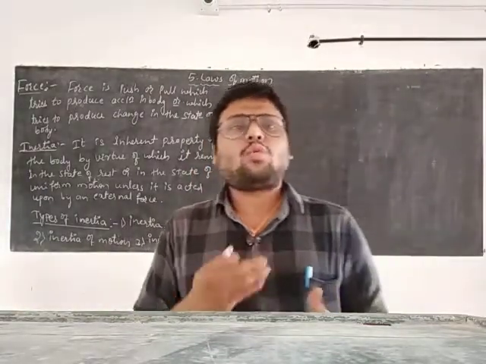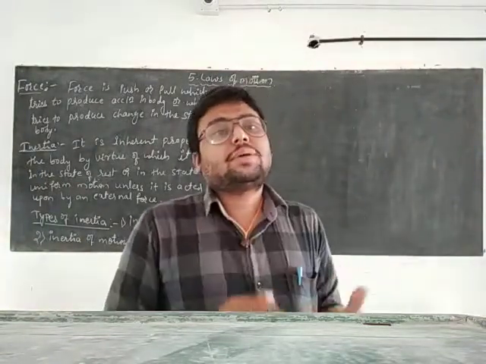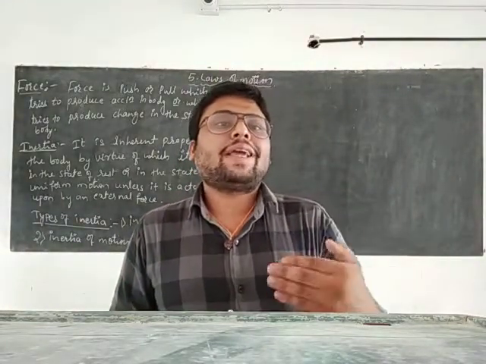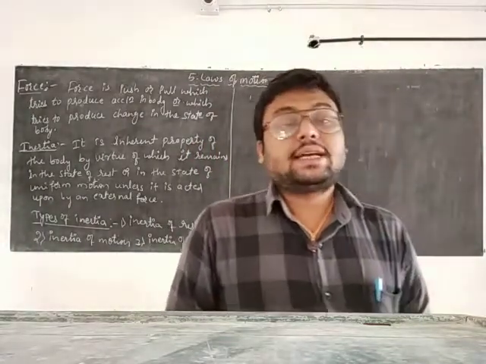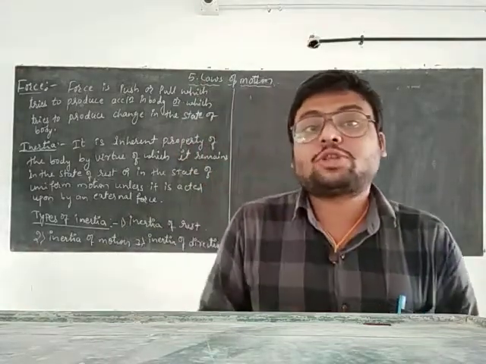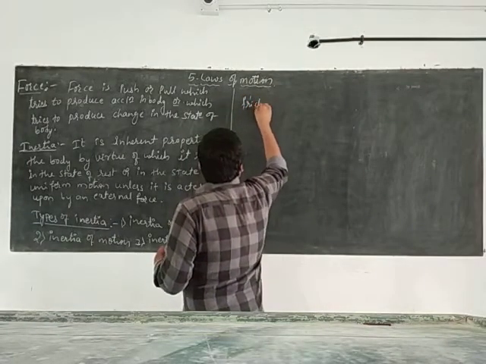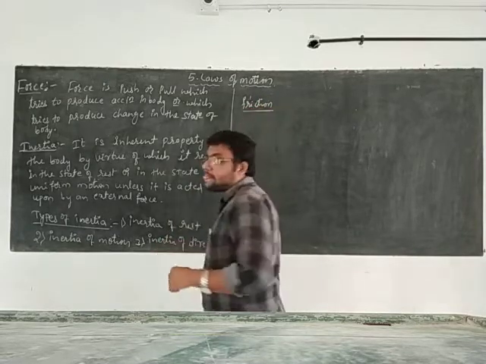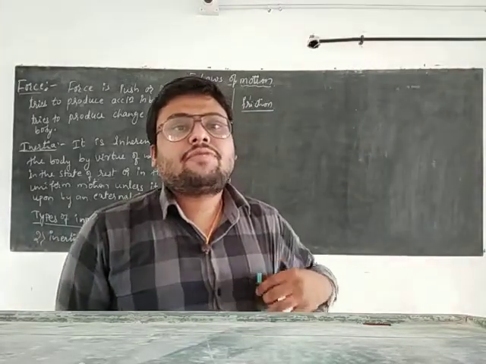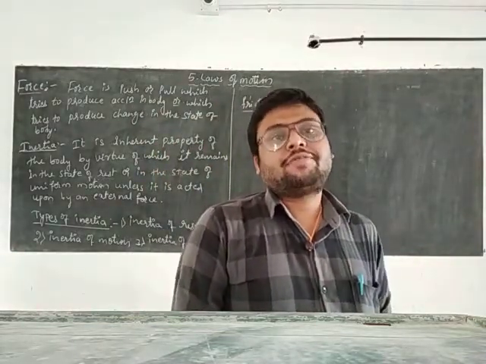Next, in nature, there is always an opposing force for a moving body. It means there will be an opposing force for the motion of a body. If the body is moving on a solid surface, then the opposing force for the motion of the body is called frictional force, or we can call it friction. Whenever the body is moving on a solid surface, there will be a force which opposes the motion of the body, and that force is called friction or frictional force.